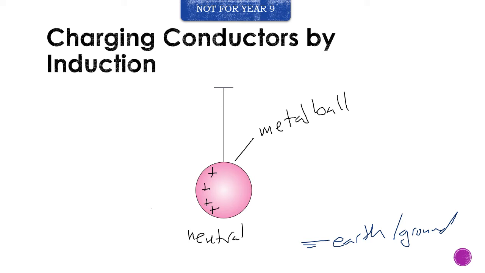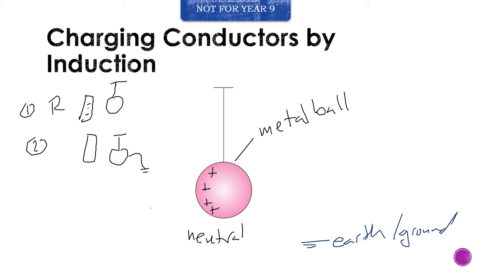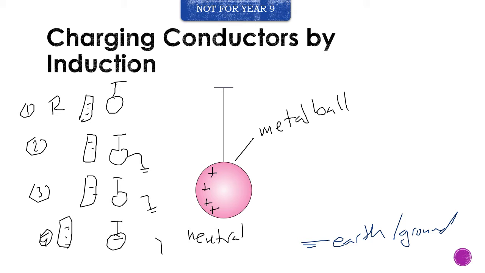So again, what's the sequence of steps here? Number 1, you bring the rod close to the ball. Number 2, you connect the ball with a wire. Number 3, you remove the wire first. And number 4, you remove the rod, move it super far away from the ball. And with this, the ball has now become positively charged.